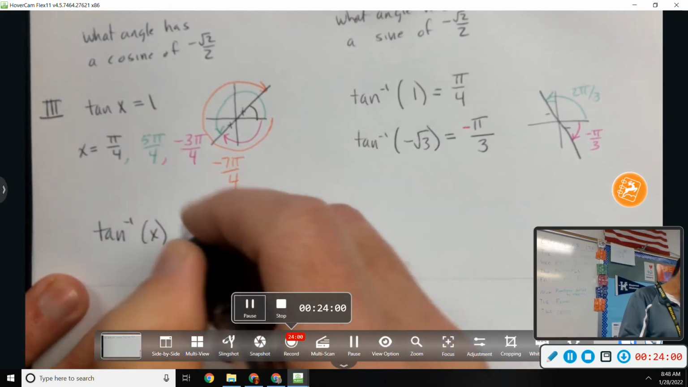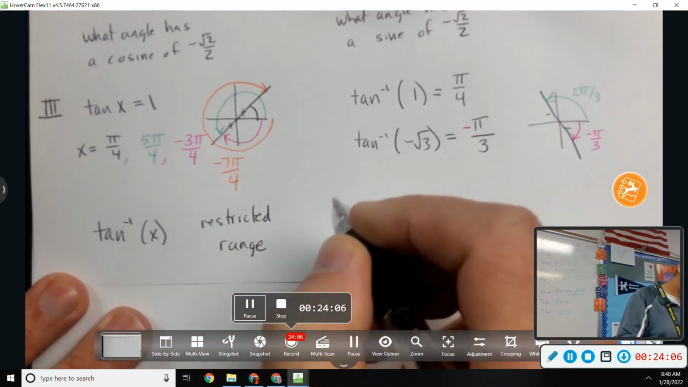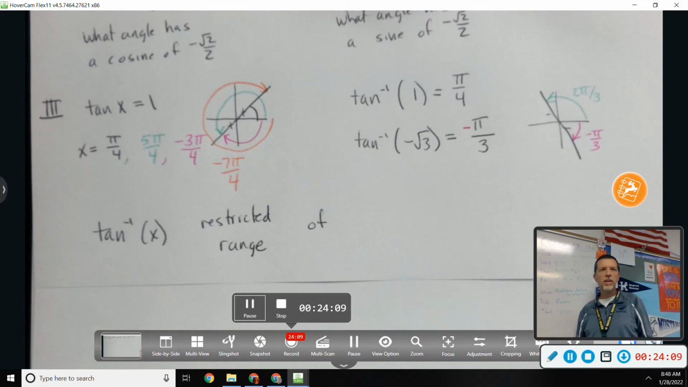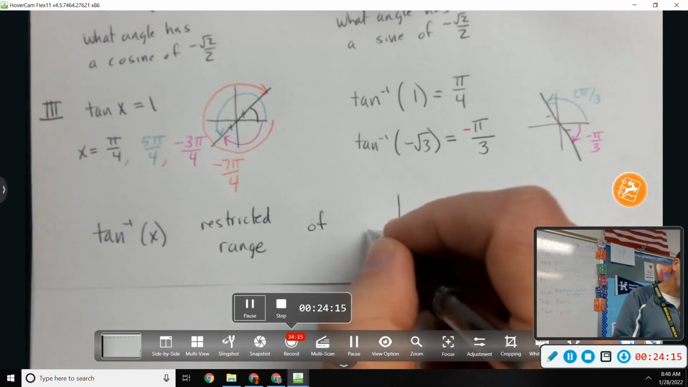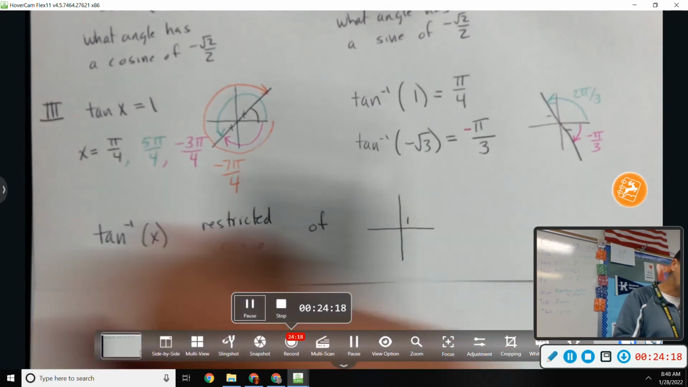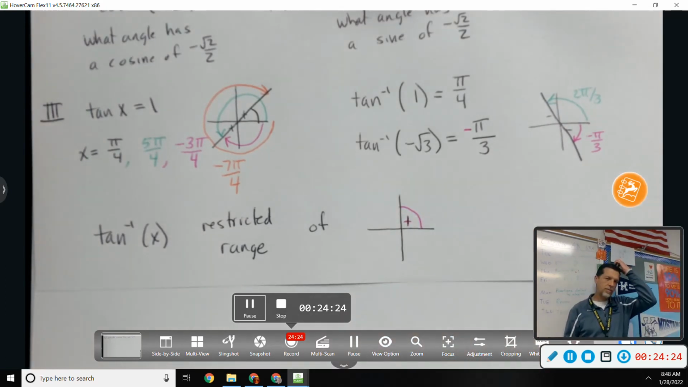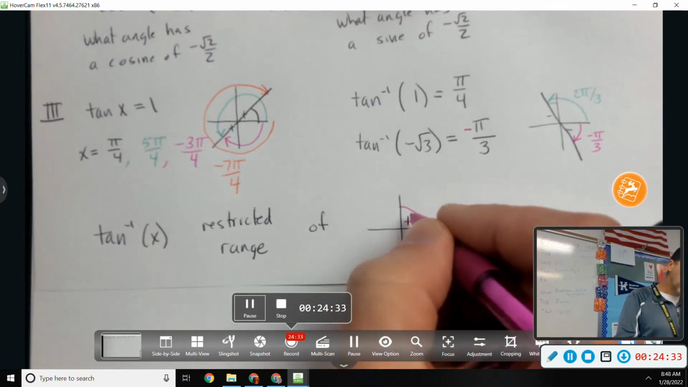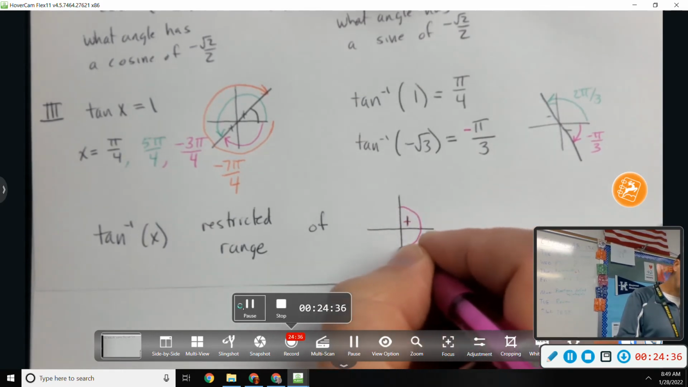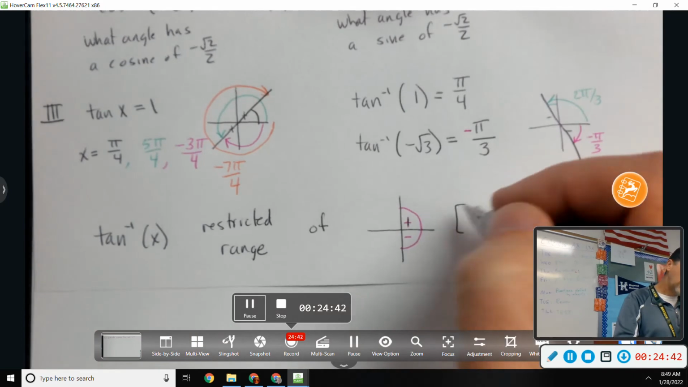Inverse tangent of x has a restricted range of, again, I think about quadrants before I think about intervals. So if it's positive, we're definitely using the first quadrant. You're always using the first quadrant if you can. If it's positive, it's coming from the first quadrant. And then the trick was tangent is negative in the second and the fourth. But we decided we would use the fourth. So it matches sine. Well, it almost matches sine.